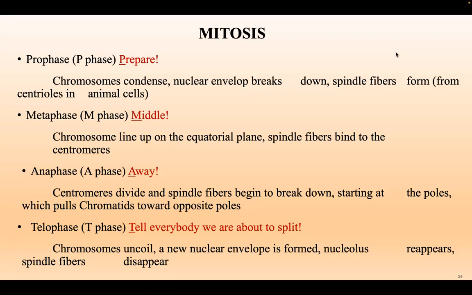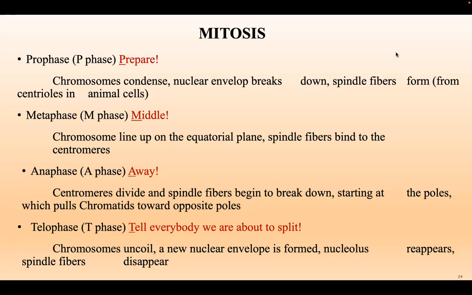In anaphase, we want to think away. Our centromeres divide and our spindle fibers begin to break down. So the centromeres holding our chromosomes together are dividing so that the separate chromatids can go to opposite sides of the cell. The spindle fibers are breaking down, and that's actually starting at the opposite ends of the cell. And that motion of those breaking down from the end of the cell is what actually pulls the chromatids towards the opposite poles.